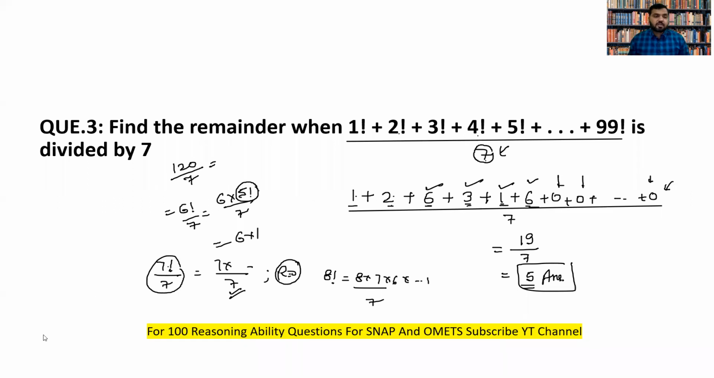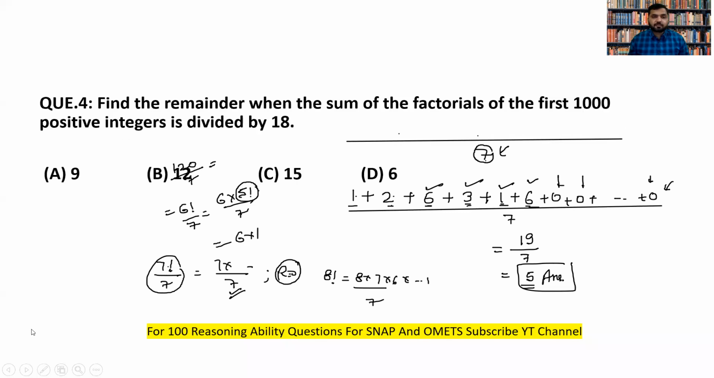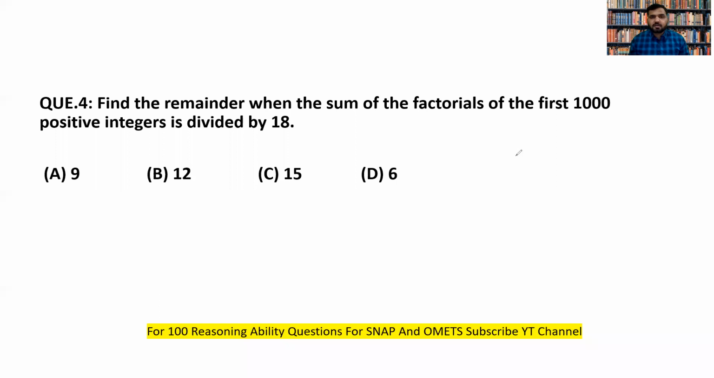Now, moving on to the next question, question number 4 of factorial. Look at this question, guys. Find the remainder when the sum of the factorial of first 1000 positive integers is divided by 18. A similar question, guys. See this. 1 factorial plus 2 factorial plus 3 factorial plus 4 factorial, plus 5 factorial and 6 factorial, and so on up to 1000 factorial.